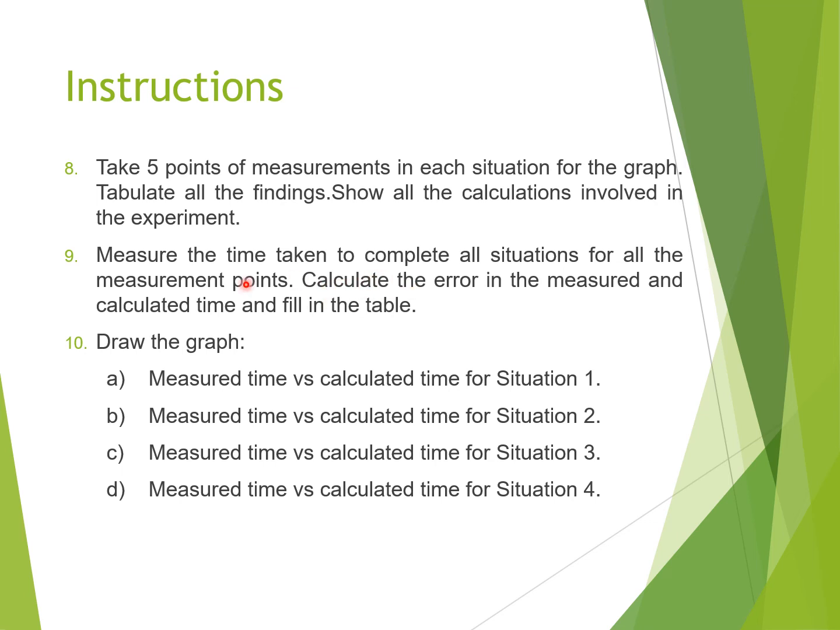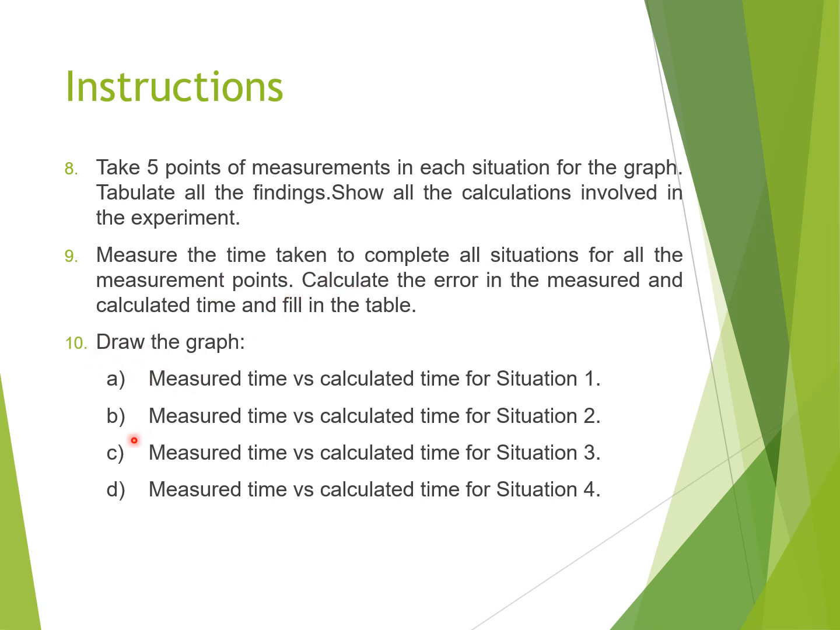Calculate the error between the measured and calculated time and fill in the table. So prepare a table and fill it in. What is the difference between the measured and the calculated time? Calculated is from the formula, and measured is from your smartphone or your stopwatch. That's number 7.